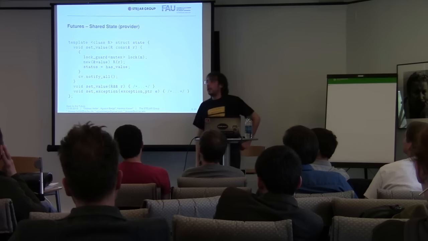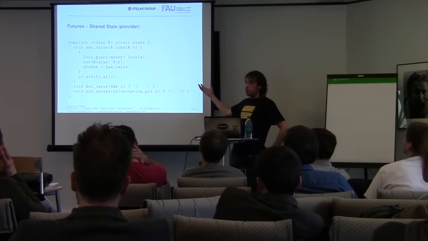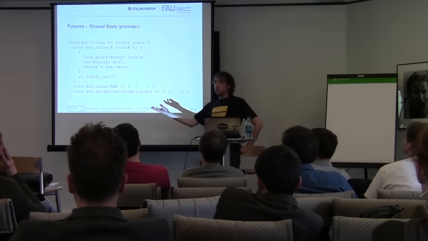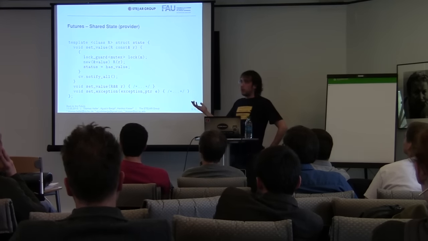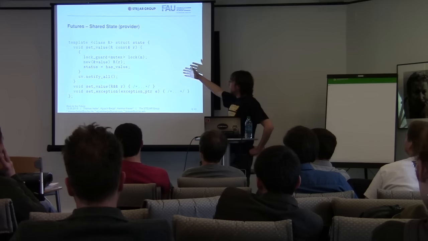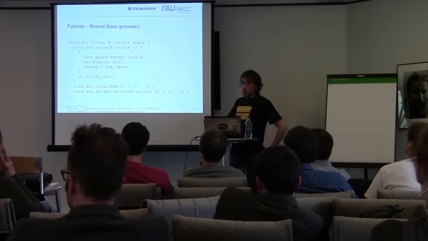There is only one value ever set to a promise. Remember that a future and a promise represent a result that was produced by an asynchronous operation. And operations only return a result once. So we can only set a value or an exception once. After the promise calls these methods in the shared state, it won't touch the shared state anymore.